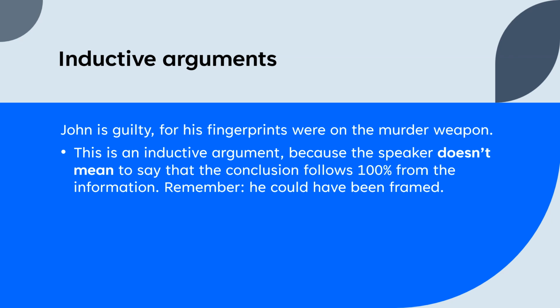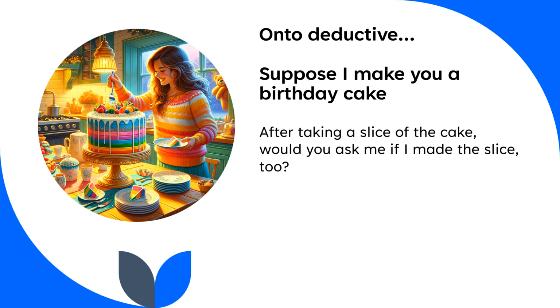So this is an inductive argument because the speaker does not mean to say that 100% John is guilty due to the fact that his fingerprints were on the murder weapon. He's just saying, look, it's likely that he's guilty given the fact that his fingerprints were on the murder weapon.